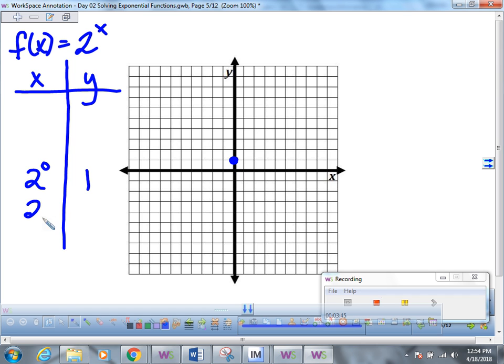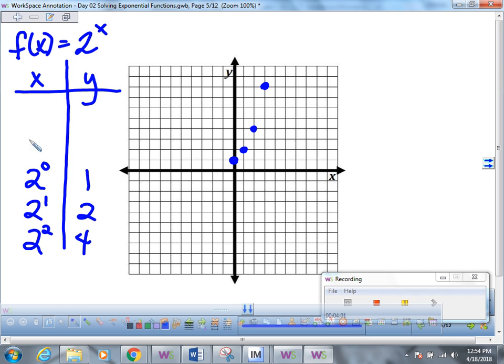If x is 1, y is 2. If x is 2, y is 4. If x was 3, y would be 8. If x was 4, y would be 16.